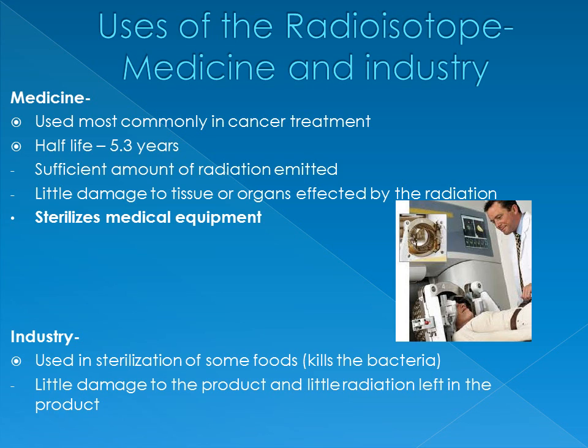In industry, cobalt-60 is used to remove the bacteria in some foods like spices. Little damage is done to the product, and little radiation is left in the product. However, the small amount left in the product can be consumed by a person who eats the food treated with the radioisotope. Excess radiation is dispersed naturally through the body.